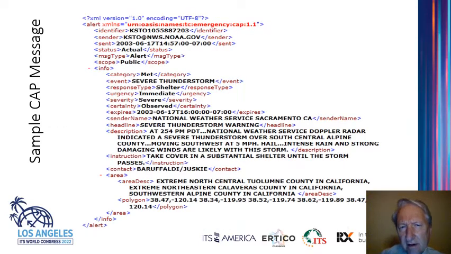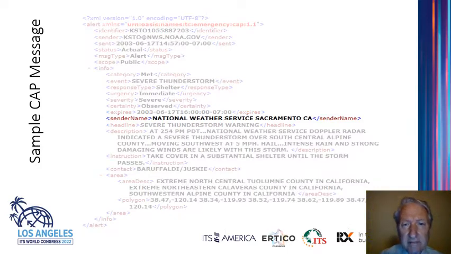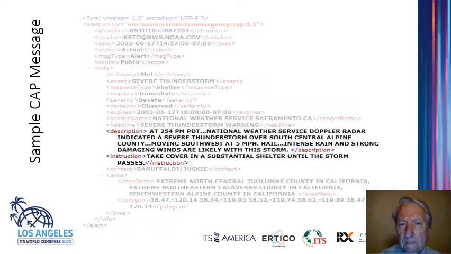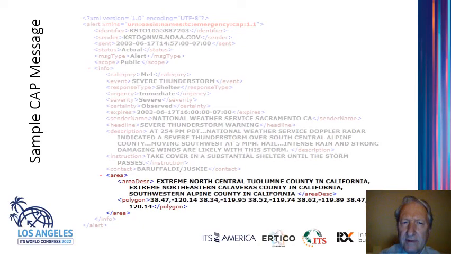The text and data of a CAP message are given in XML format, as you can see in this example. Here, the sender name is National Weather Service, Sacramento, California. The headline is Severe Thunderstorm Warning. The description says the storm has hail, intense rain, and strong damaging winds. And the instruction says take cover in a substantial shelter until the storm passes.